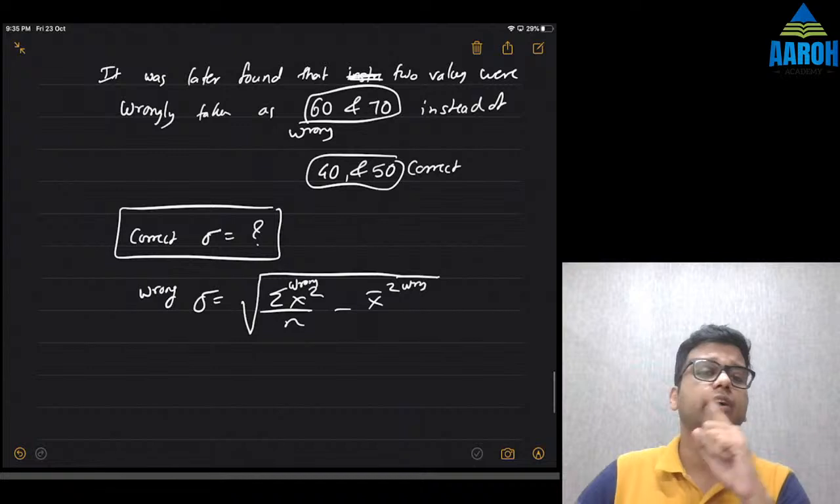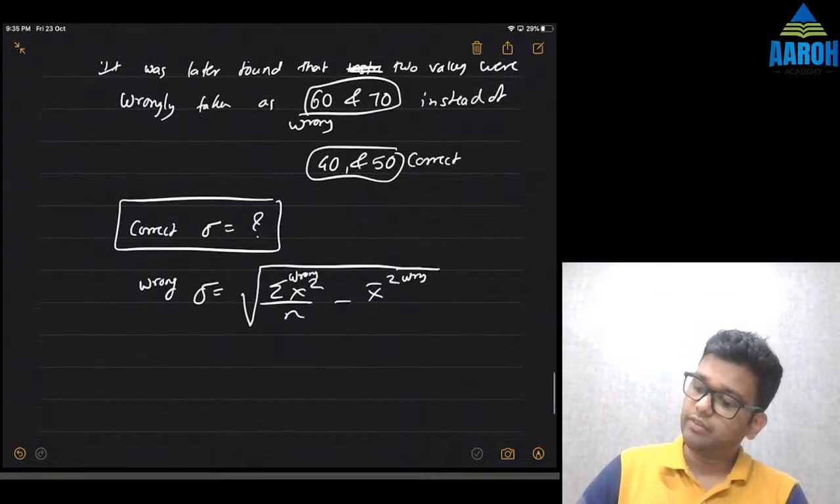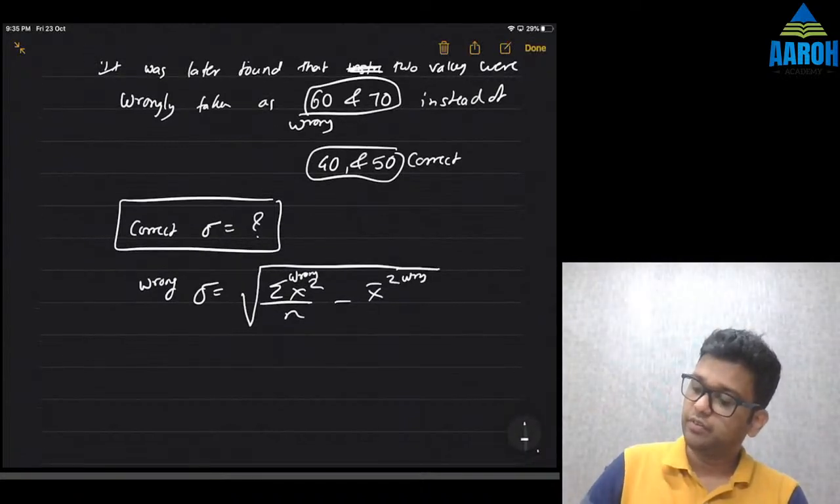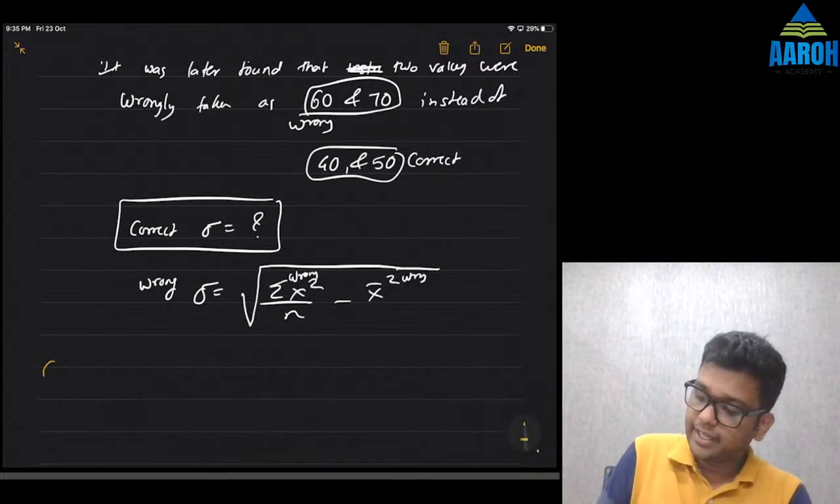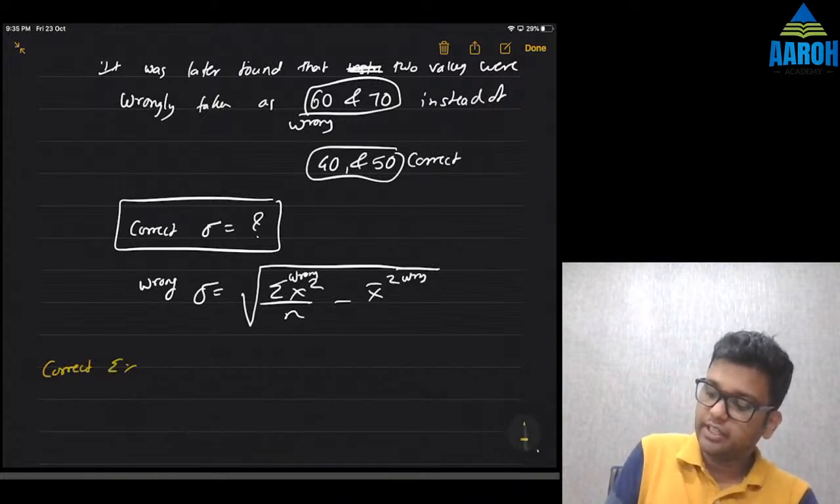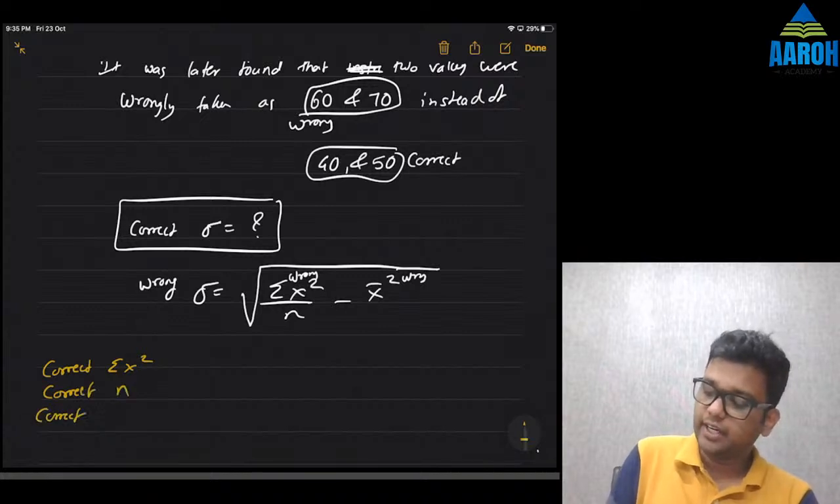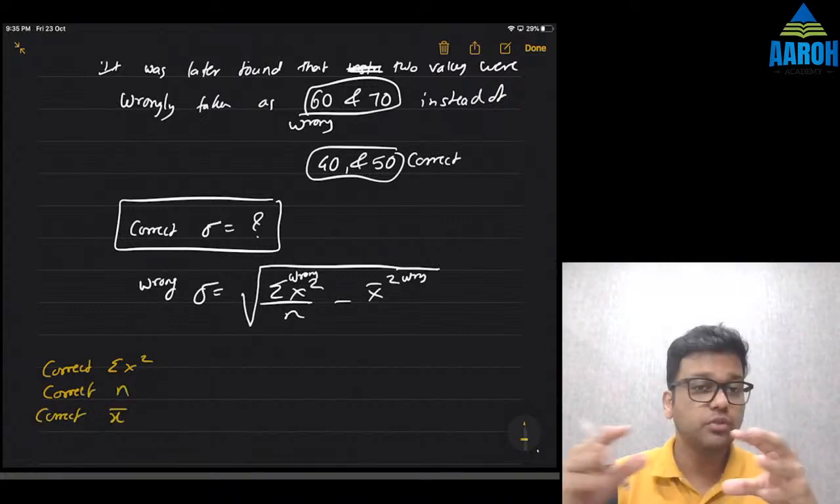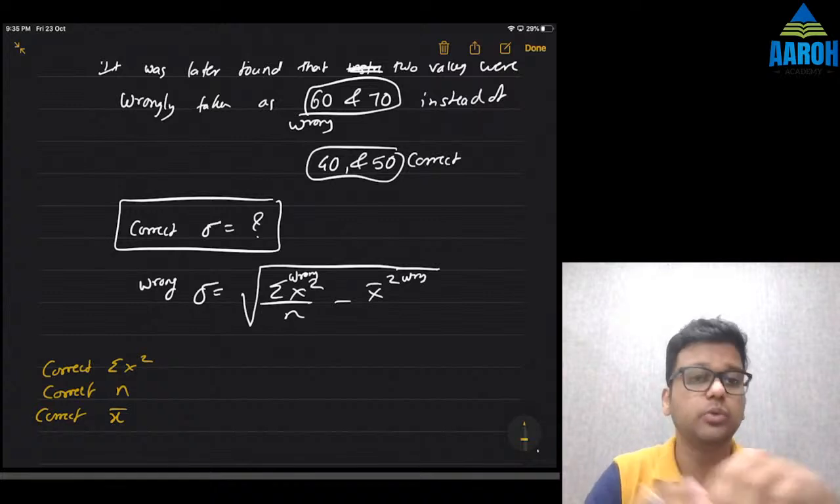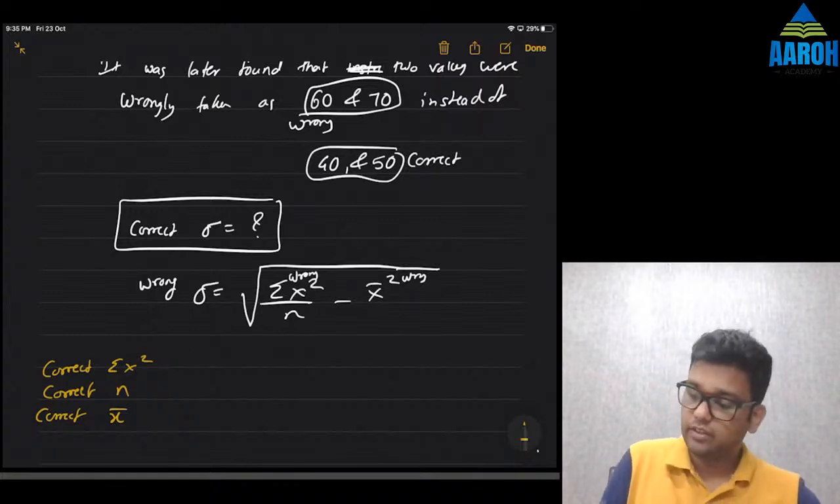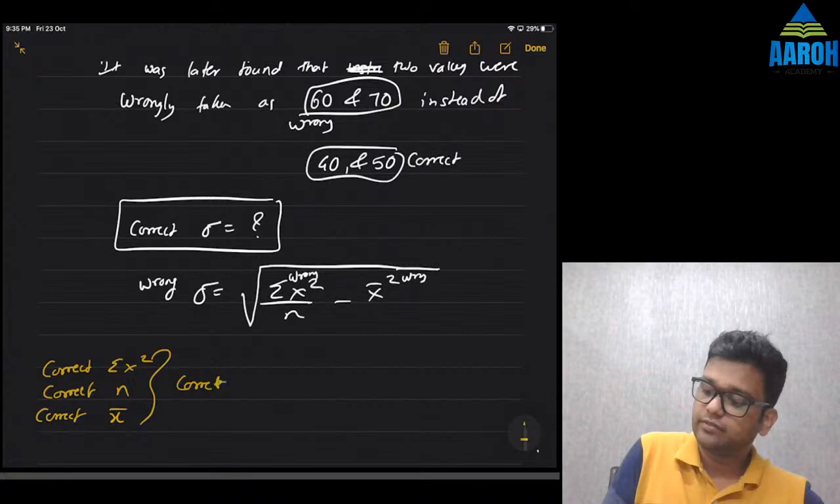That means we'll have to find each of the correct values. We'll have to find, understand, we'll have to find correct summation x square, we'll have to find correct n, and we'll have to find correct x bar. So that then we can use those three values to get correct SD, right? From this we can find correct SD.